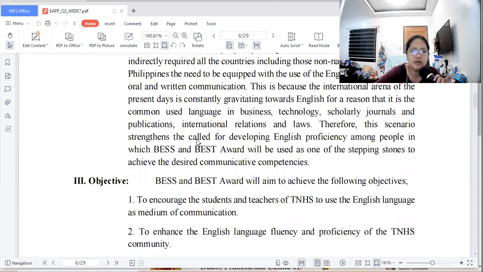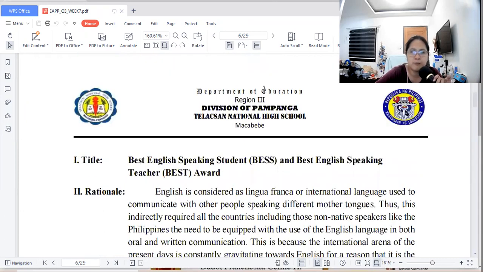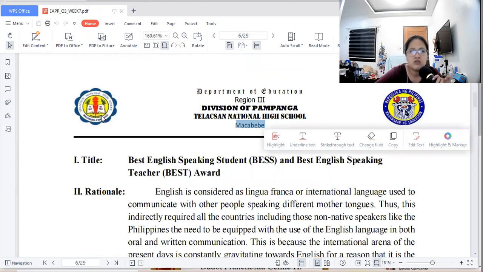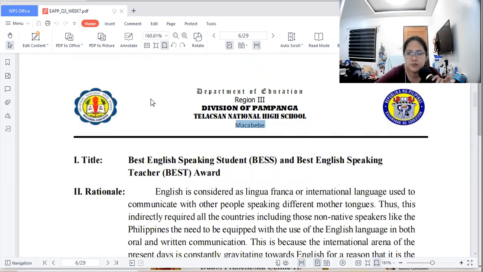By the way, you have the header: the Department of Education, Region 3, Division of Pampanga, the name of the school, and the town. There's the logo of the school, and I'm not sure what logo this other one is, but it says Kagawaran ng Edukasyon. But we have a new logo for DepEd.